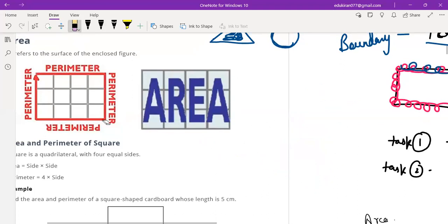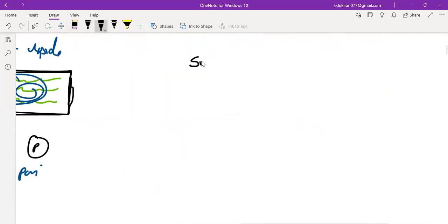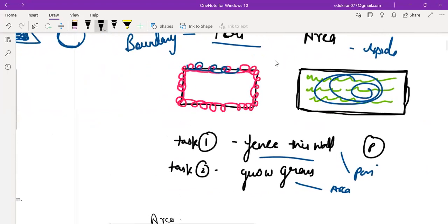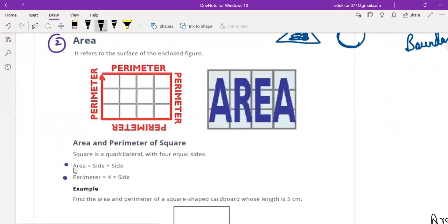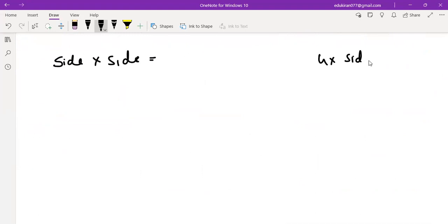Listen to me very carefully over here, right? Side into side is your what? Area or perimeter? Area. And 4 multiplied by side is your perimeter, right? 4 multiplied by side is your perimeter.